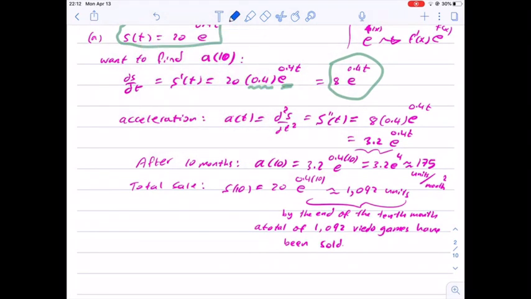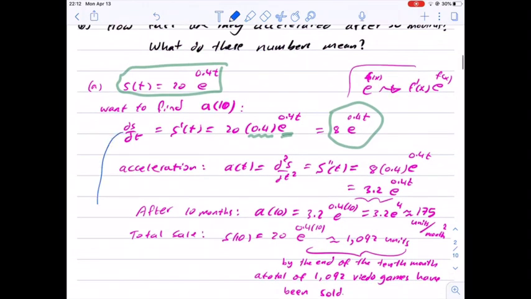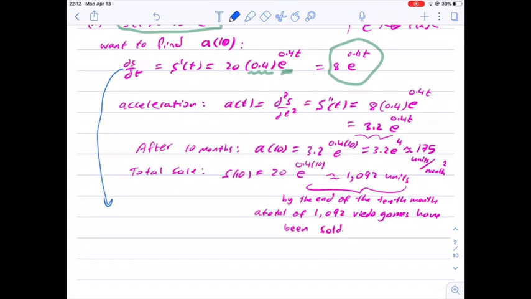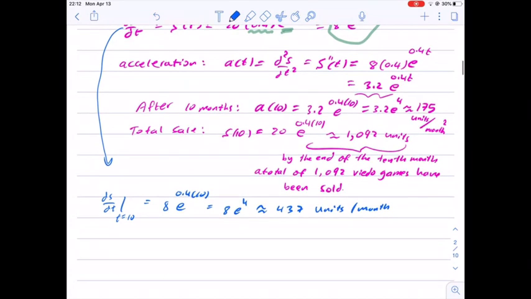And what does this mean? Let me use a different color here. What does this mean? The first derivative with respect to t, evaluated at t equals 10. So let's find it here. ds over dt evaluated at t equals 10 is 8 e to 0.4 times 10, and that is 8 e to the fourth, which can be approximated by 437 units per month.